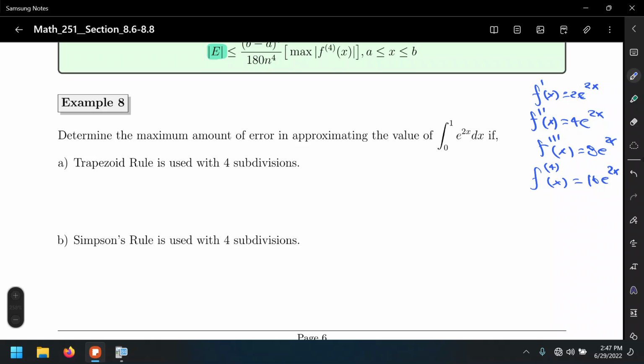Okay, so we are going to need these four derivatives because we will find the maximum of the values within the interval. And instead of doing that table to get the max and min, we're going to use the graph to see this. You'll see. All right, so let's see.